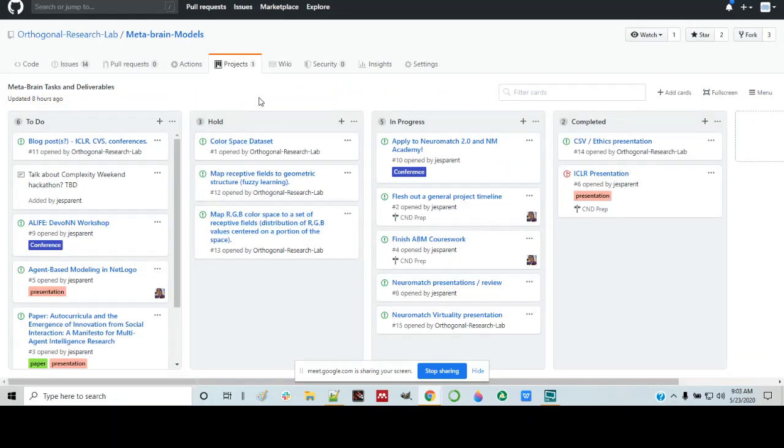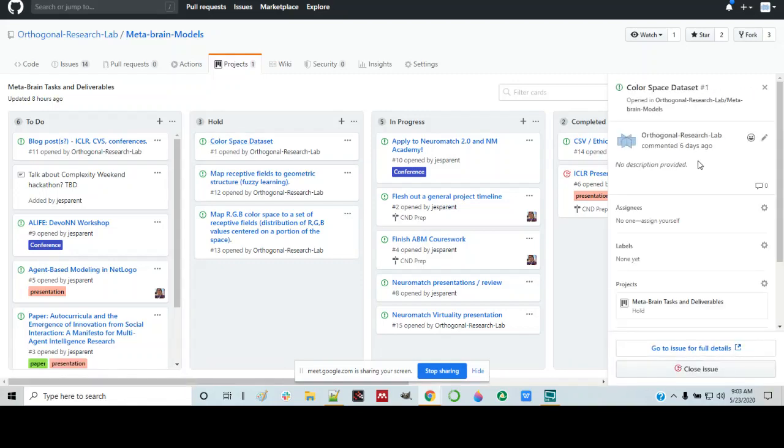So this is the MetaBrain Models project board. Jesse's been putting a lot of things on here, and I have a couple of things on here, and these are the two that I'm going to point out. This is the color space data set.